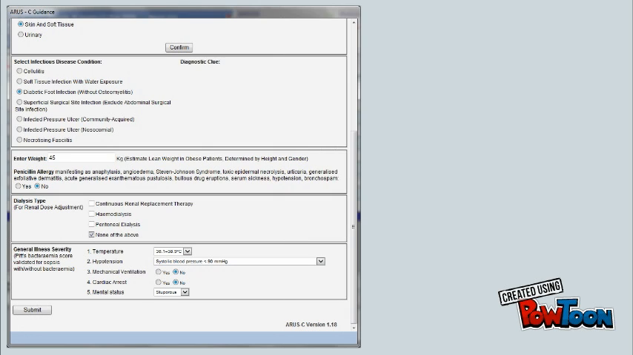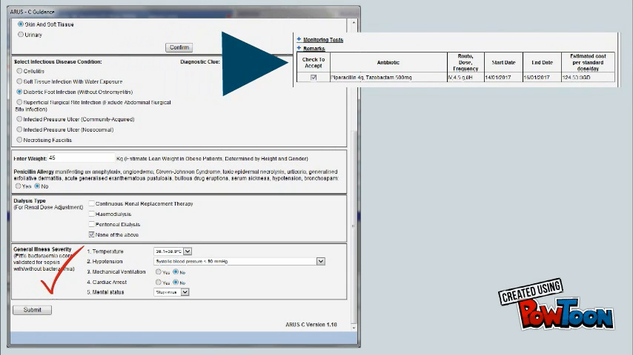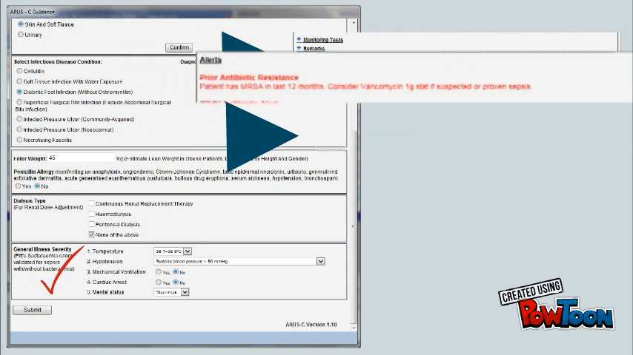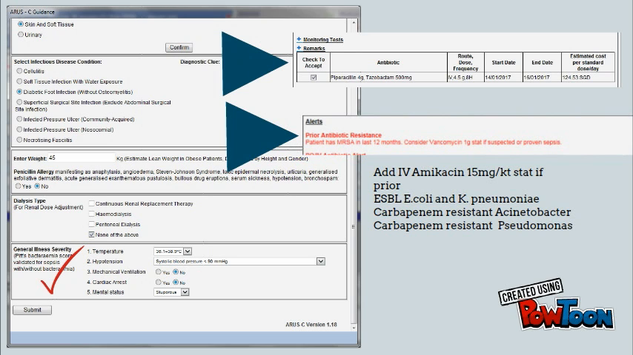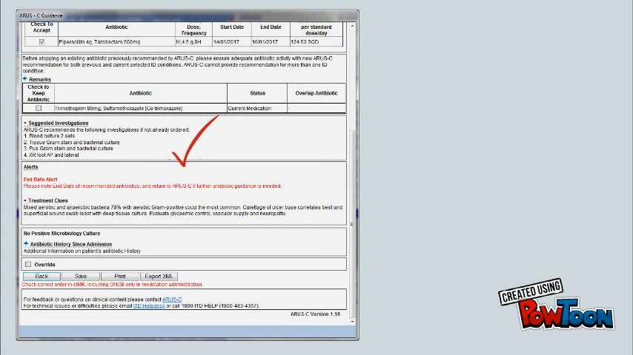ARUS C differentiates disease severity when prescribers enter the following factors of the validated PIT bacteremia score. If the score is severe, piperacillin tazobactam is recommended. It alerts for prior MRSA, ESBL and carbapenem-resistant organisms and provides suggestions. ARUS C provides recommendations on investigations. Microbiology cultures guide further definitive therapy.